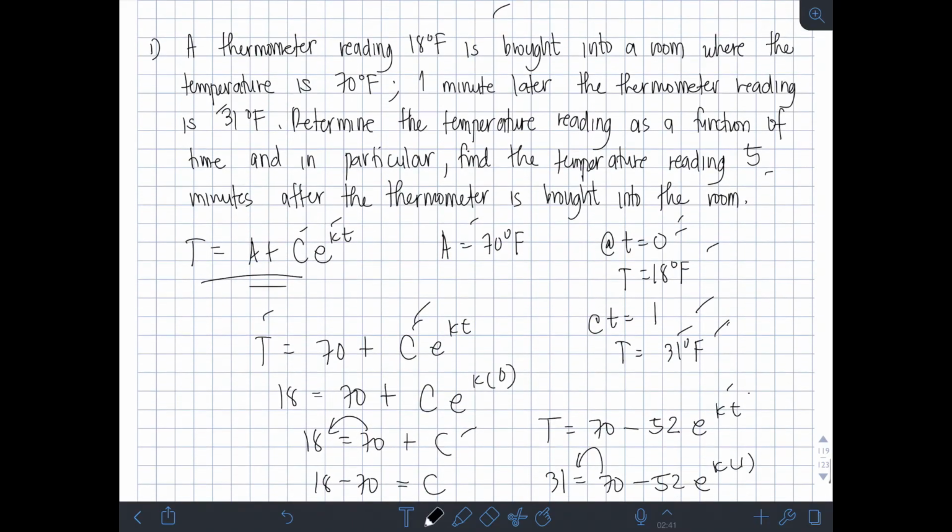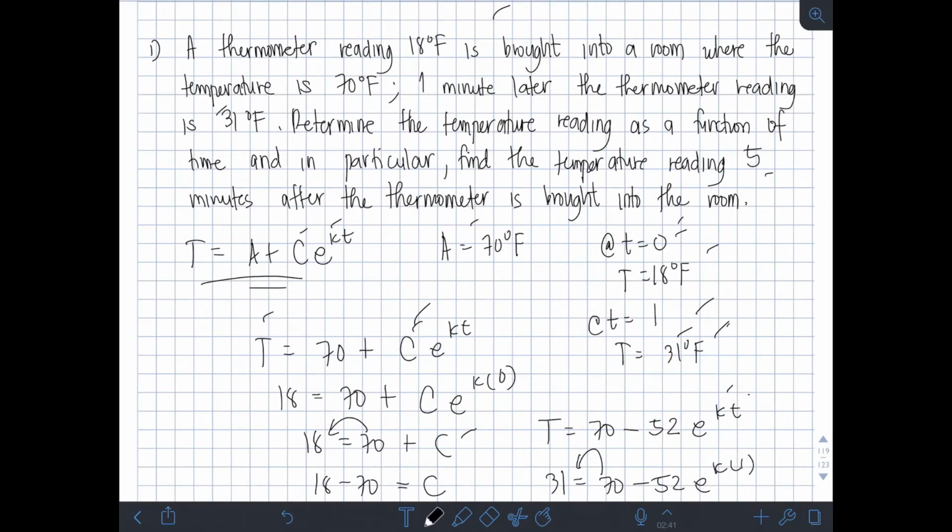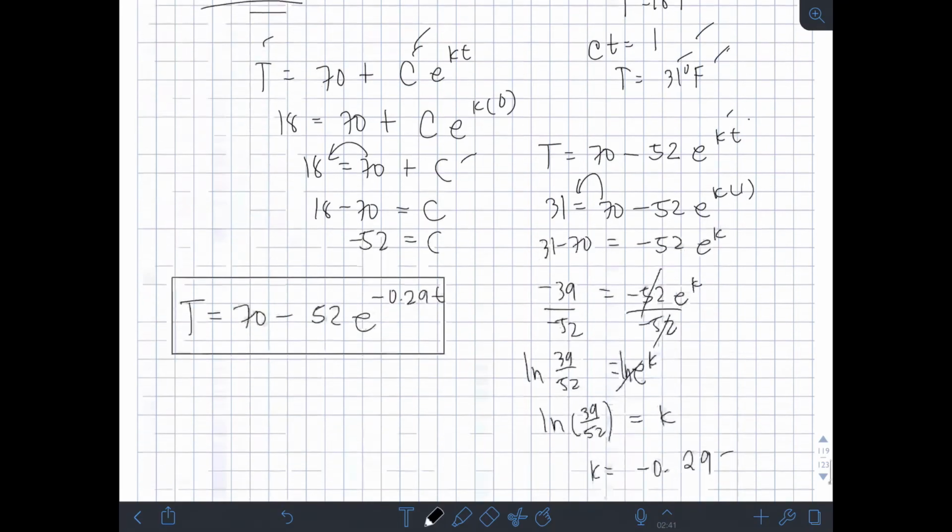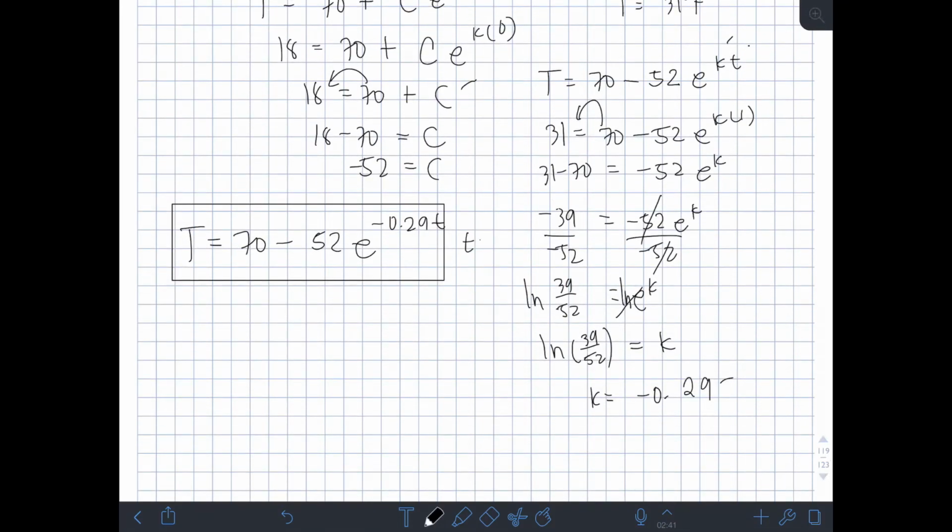Now, ang pinapahanap sa second question is find the temperature reading 5 minutes after. So, plug in lang natin dito yung T is equal to 5 para masolve si temperature. So, 70 minus 52 times e raised to negative 0.29 times 5. So, using calculator, ang masasolve natin dyan is T is 57.8 degrees Fahrenheit.